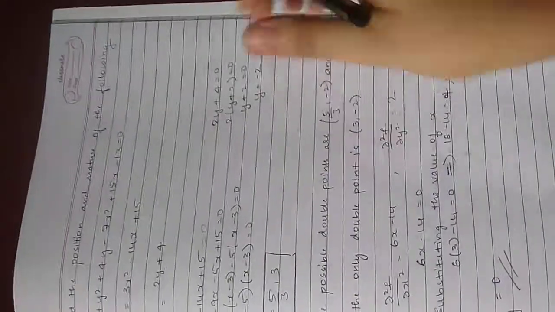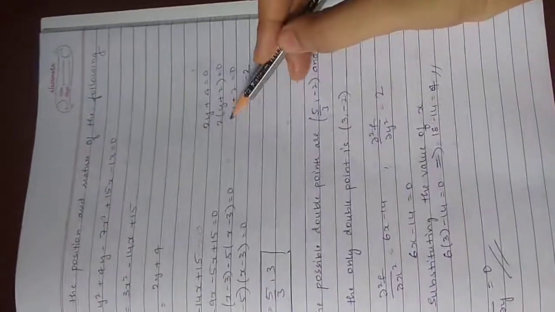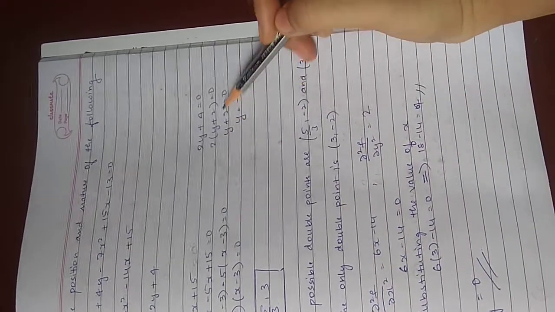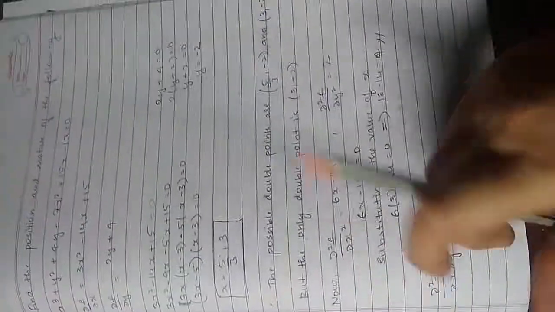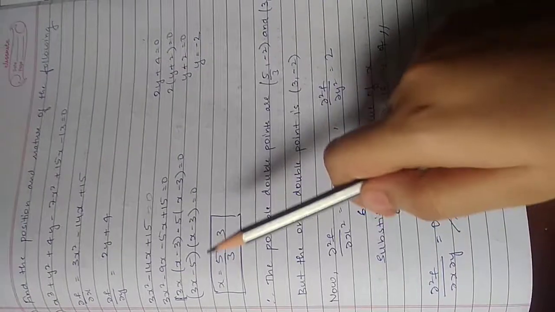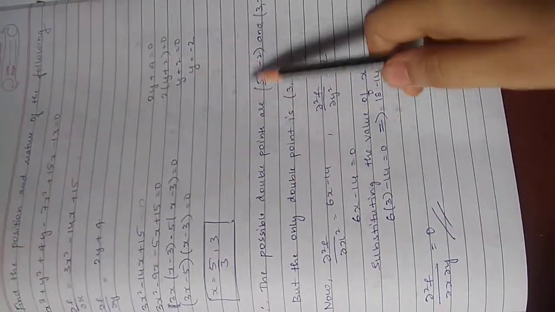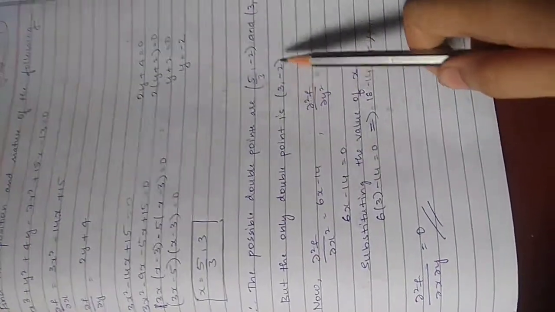Then if we equate dou f by dou y equal to 0, 2y plus 4 is equal to 0, 2 is common, y plus 2 is equal to 0, y is equal to minus 2. So therefore the possible double points are (5 by 3, minus 2) and (3, minus 2). But (5 by 3, minus 2) is a fraction which will not lie on the curve. The only double point we can find is (3, minus 2).